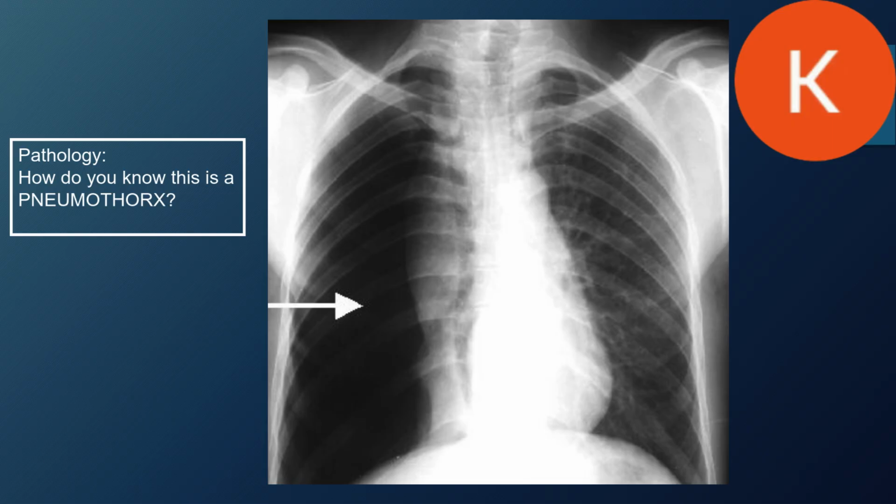Okay, here we see a chest X-ray and it shows pathology. How do you know this is a pneumothorax? So here you see the lung field and there's an arrow. There's a white arrow pointing to your right lung, and it shows the visible pleural line. So the arrow is pointing to a thin, sharp white line in the lung area. This is the visceral pleura, and it outlines the collapsed edge of the lung.